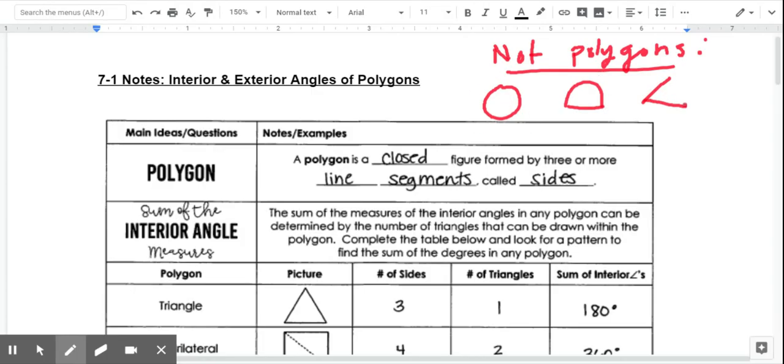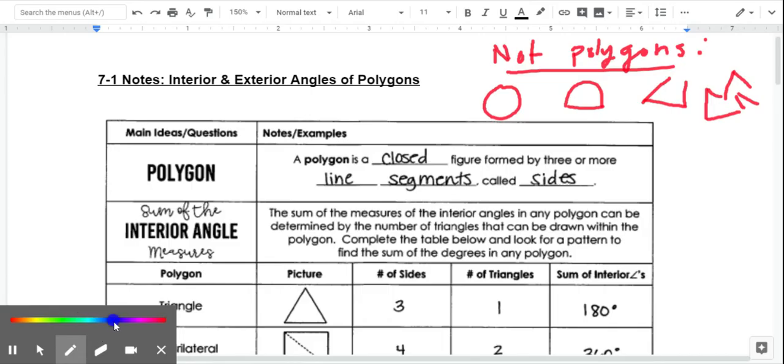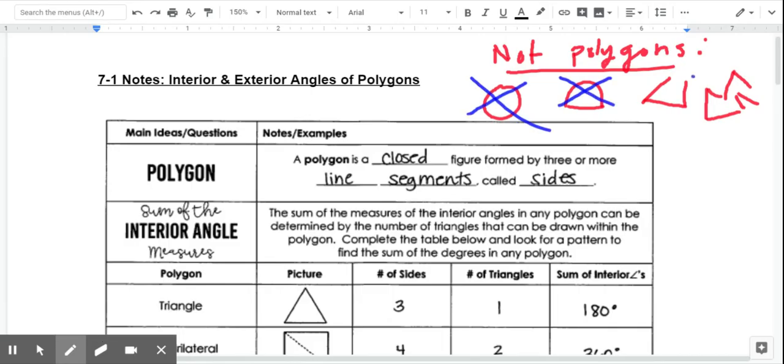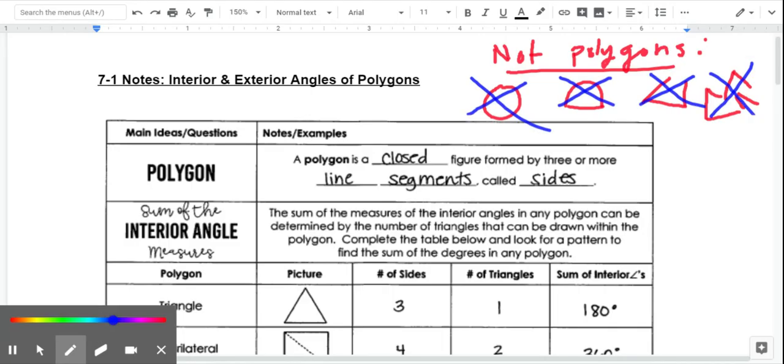This is not a polygon because it's not closed. This is made up of a bunch of line segments, but it's not a polygon because it's not closed. So it needs to be made up of straight lines, so you can't have these curves, and they need to be closed. So these are all not polygons. All right, moving on.